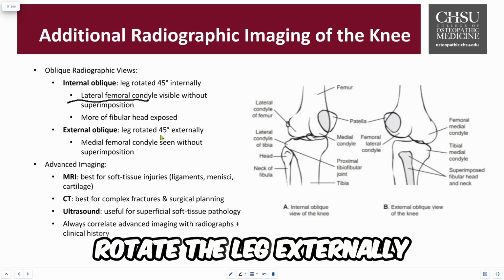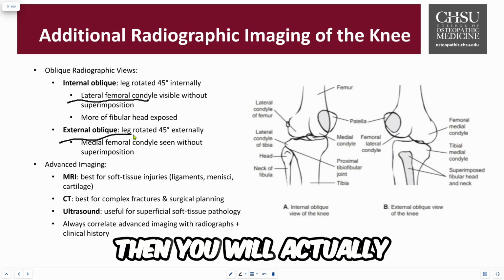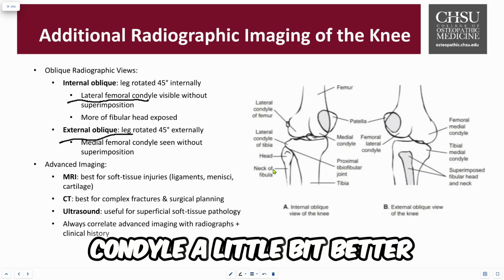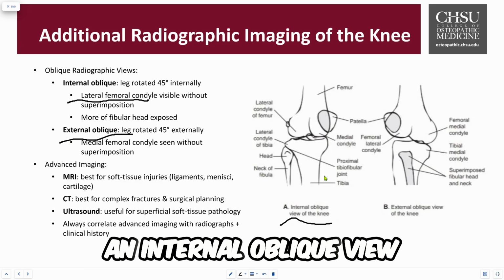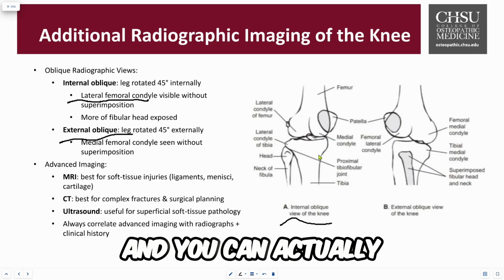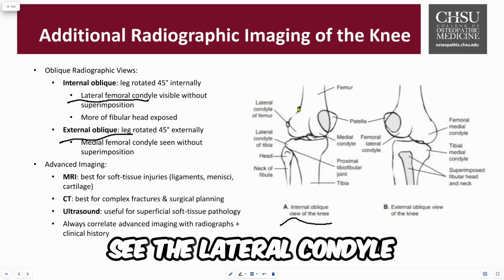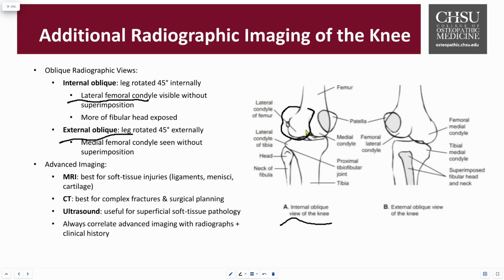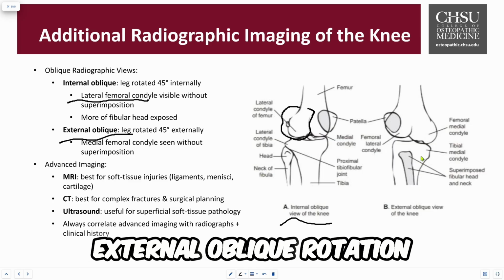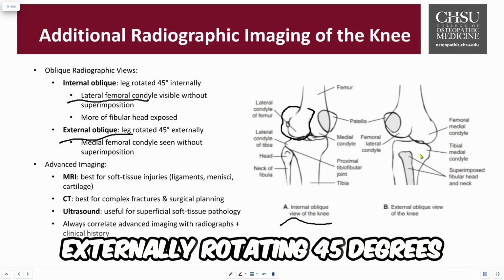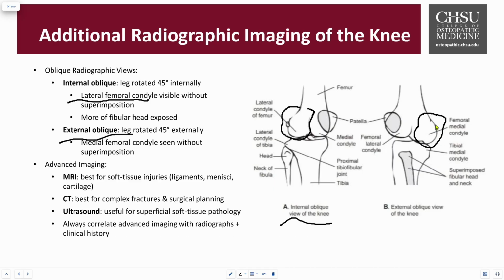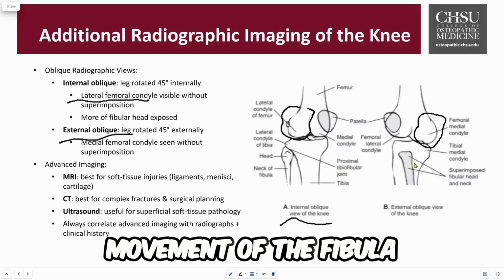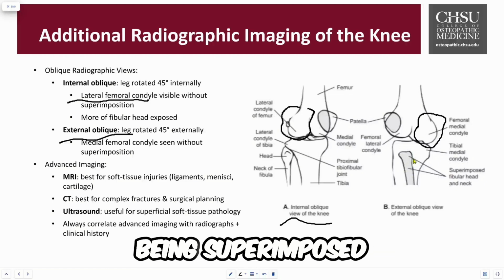And then if you rotate the leg externally, then you will actually see the medial femoral condyle a little bit better. So on the right, you can see in an internal oblique view, you then twist, and you can actually see the lateral condyle a little bit better. And over here, in external oblique rotation, externally rotating 45 degrees, you can see the femoral medial condyle a little better. So you're twisting, and as a result, you can see the movement of the fibula being superimposed.